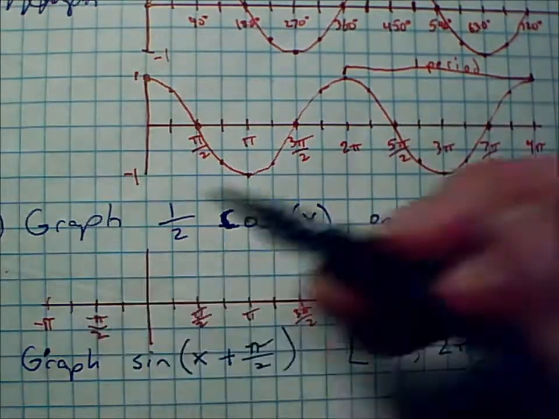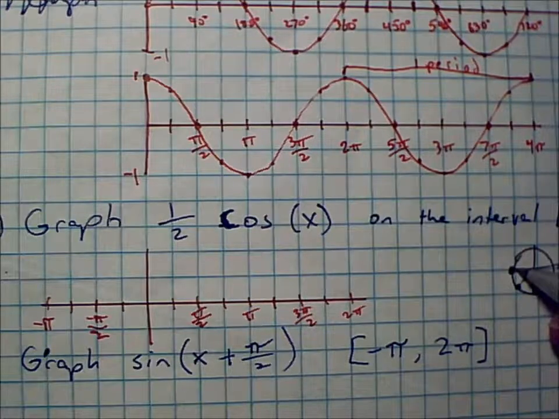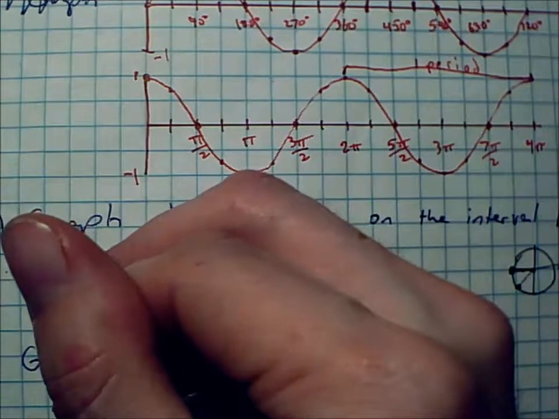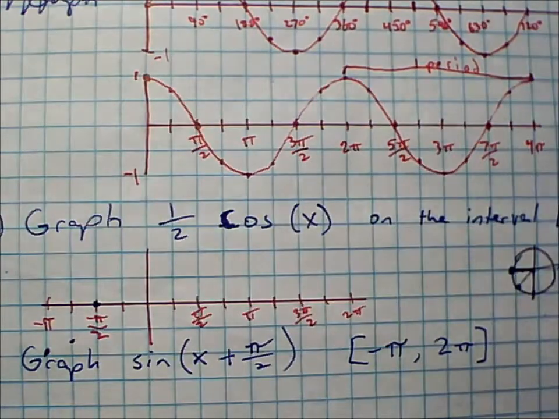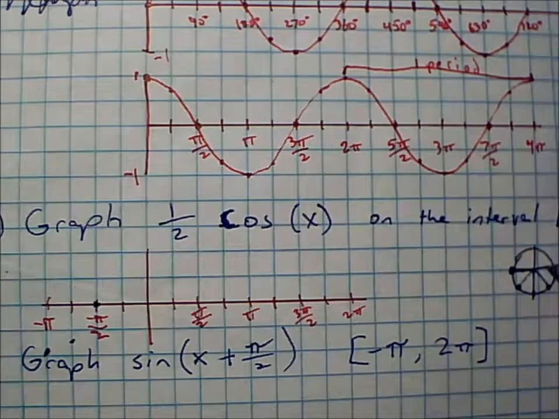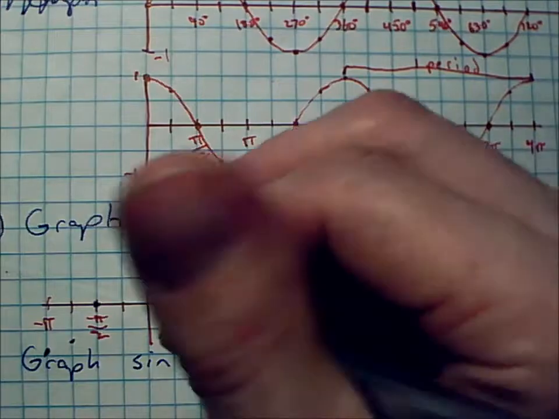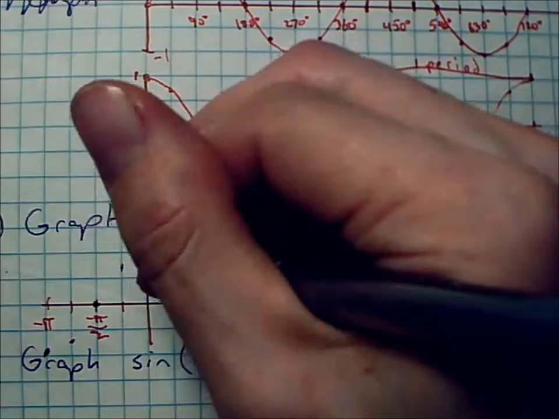And then at negative 3 pi over 4, I should have a cosine value, an x value of negative square root of 2 over 2. And then at negative pi over 2, I've got an x value of 0. And then at negative pi over 4, I have an x value of positive square root of 2 over 2. And then at 0, I have a cosine value of 1.